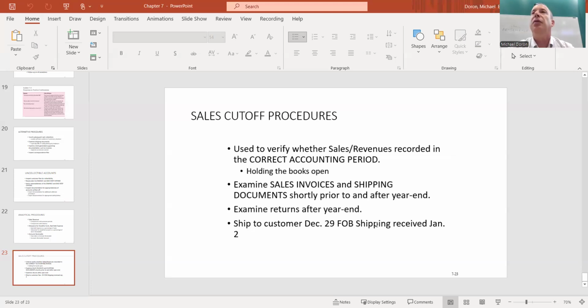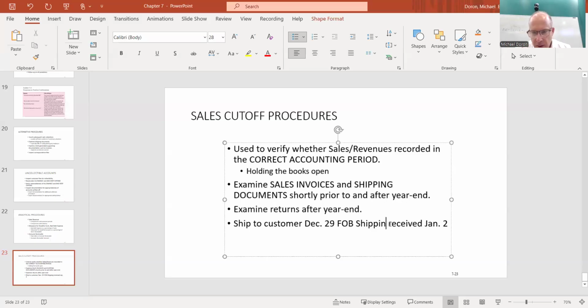This year, right. How do you know that? When did it become a sale? It was FOB shipping, so the date we shipped it, December 29th, it belongs to the customer. So this is a sale on December 29th. Okay. What if, on the other hand, it was sent out December 29th, FOB destination, and they received it on January 2nd? That's next year's sale. It should not be included as a sale this year.